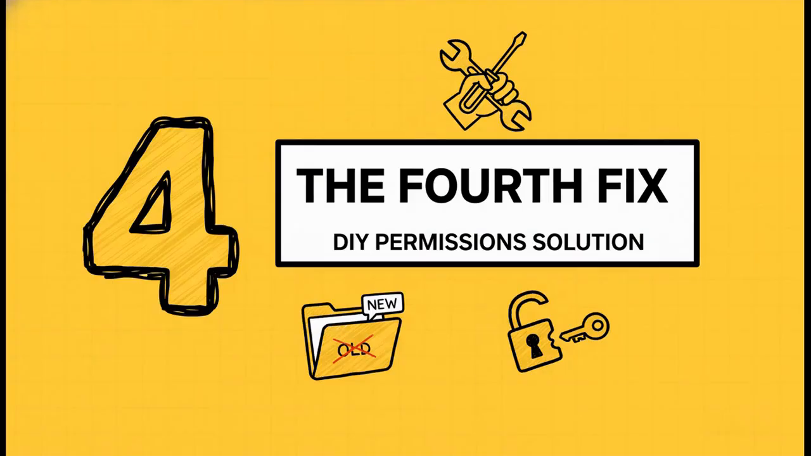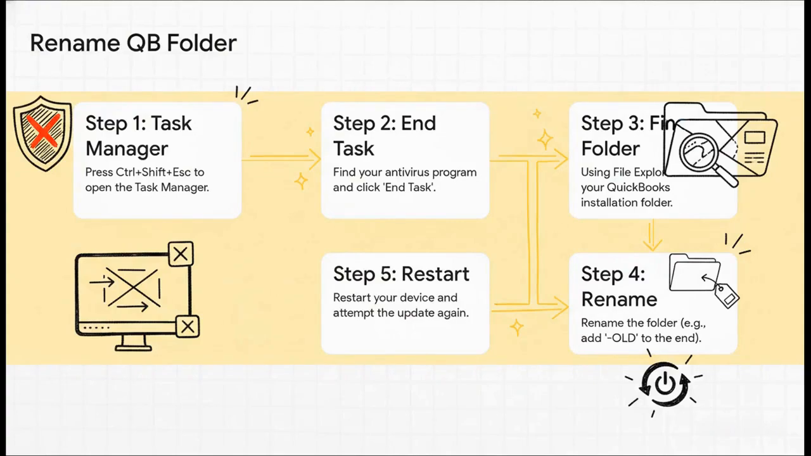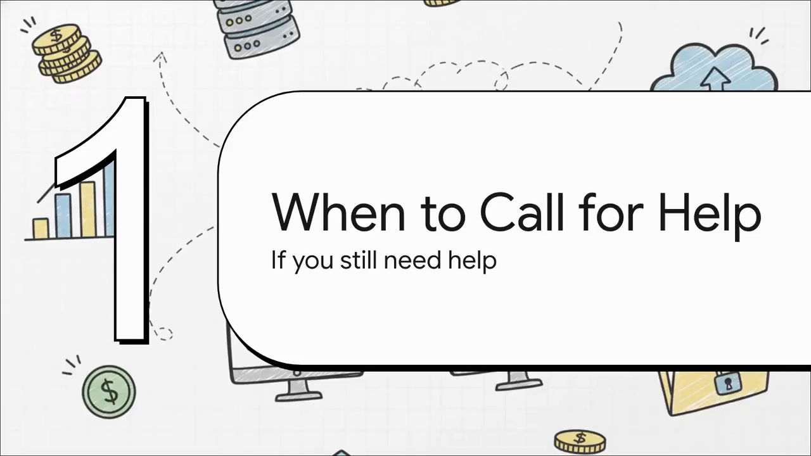Okay, here it is, our final DIY solution. Now this one's a little more hands-on, I'll admit, but it can be incredibly effective if you've got a stubborn permissions issue that's blocking that update folder. So here's how this works. First, you're going to temporarily disable your antivirus using the Task Manager. With the antivirus snoozing, you'll then go find the QuickBooks Program folder. By simply renaming it, just adding -old to the end of the name, you can often break whatever incorrect security link was blocking the update. Then just restart and try the update again. Easy peasy.